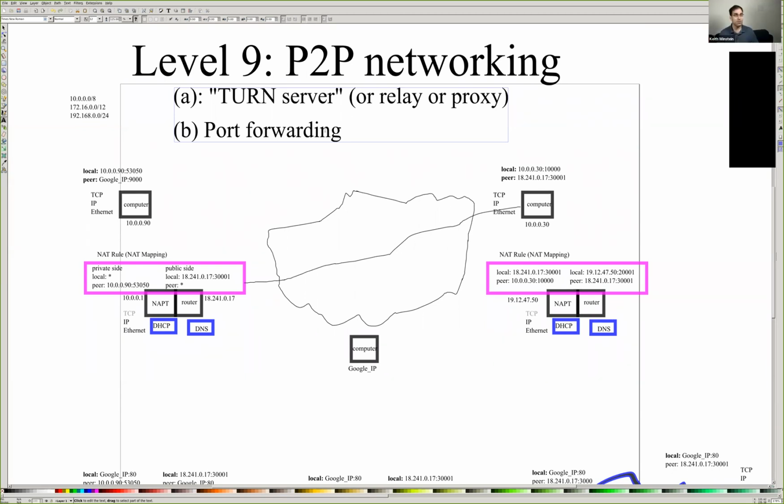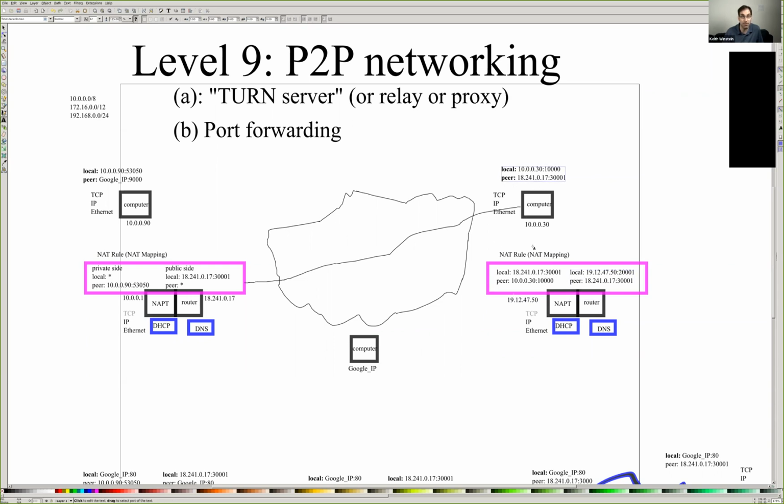Okay, great. So now let's talk about option C. James says, do we skip the right side NAT entirely? Well, no, James. That's a good question. The right side NAT is still active here. It's converting the local IP address here, which is 10.0.0.30, to its public address, which is 19.12.47.50. So the NAT is still doing that.